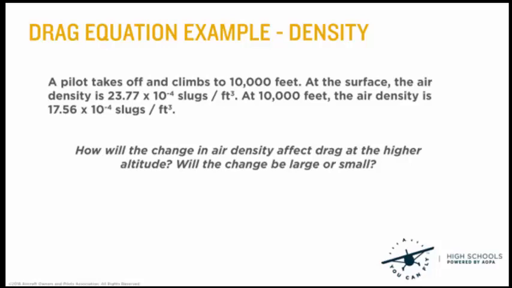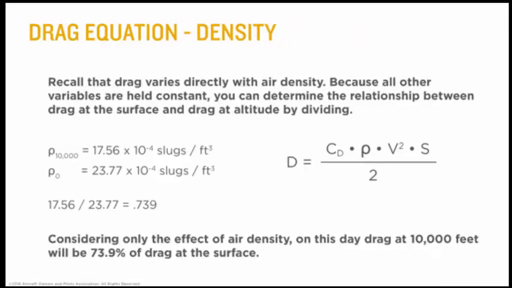So, I'd like for you guys to predict how the density in air will affect drag. Will the change be large or will it be small? So here we can look at the drag equation and we can see that drag is directly proportional to the air density. Therefore, when air density changes, drag will change by the same relative amount. Because all other variables are held constant, we can determine the relationship between drag at the surface and drag at 10,000 feet by dividing. So on this day, the change in air density means that at 10,000 feet, drag is 73.9% of the drag at the surface, a reduction of 26.1%.